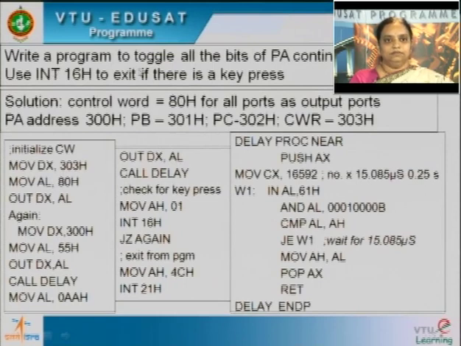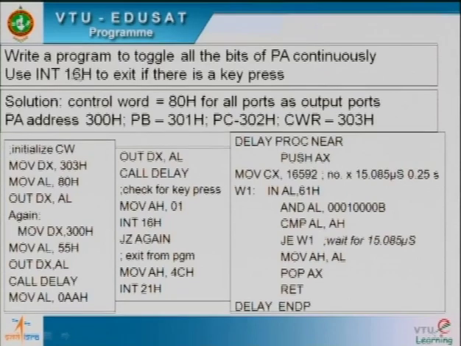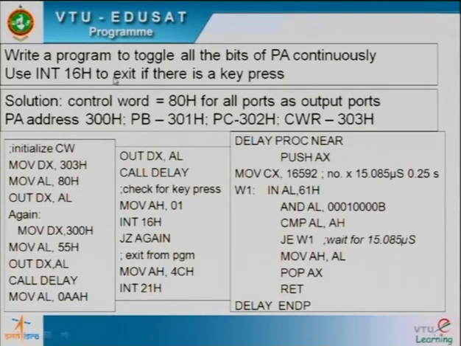So this is an example wherein we are toggling all the bits of port A continuously, and we are checking if there is a key press, then you stop the program. Key press from the keypad is checked with this INT 16H. Once again we have the control word as 80H to configure all of them as output ports. Then the control word is moved into the control word register, that is 303. Then move DX with the port A address, that is 300.